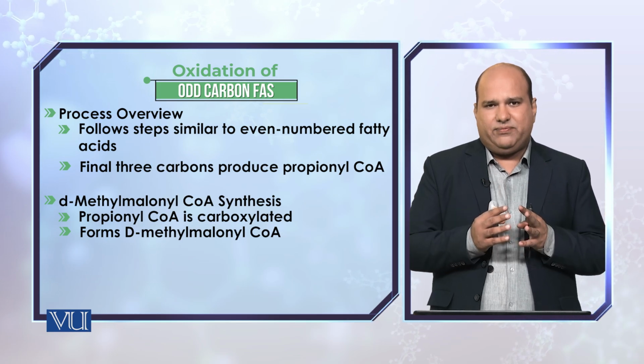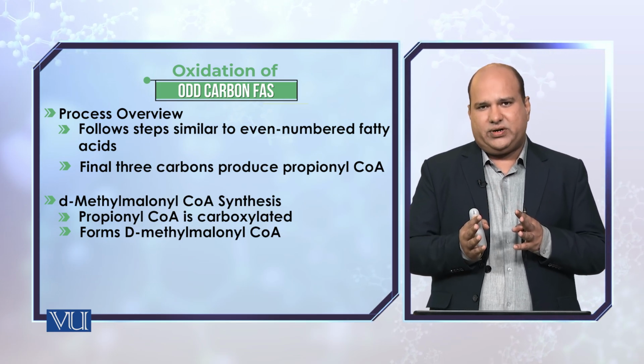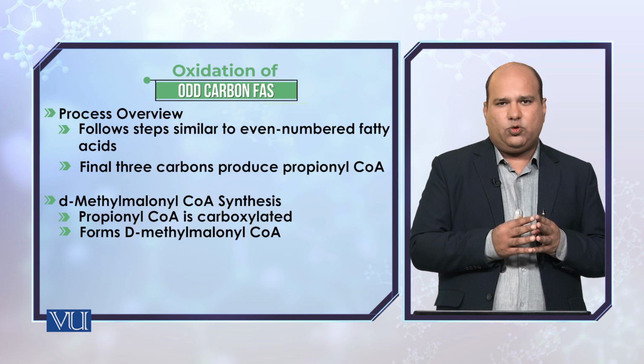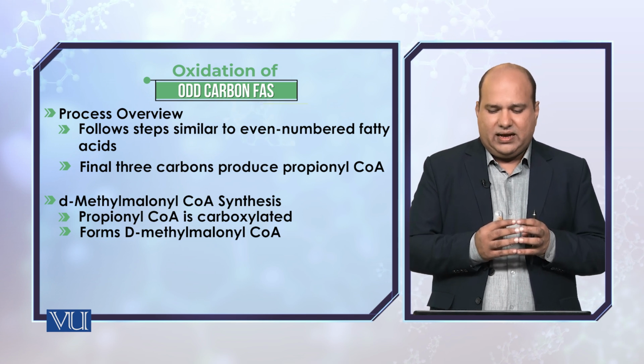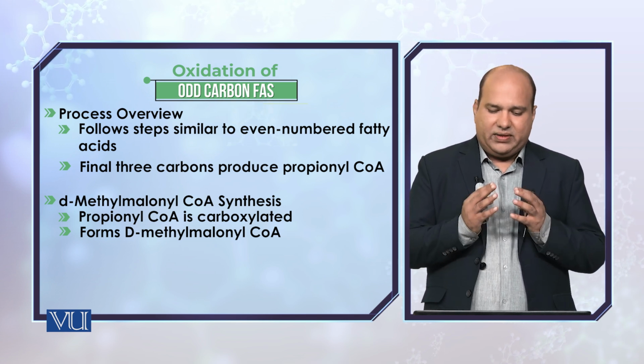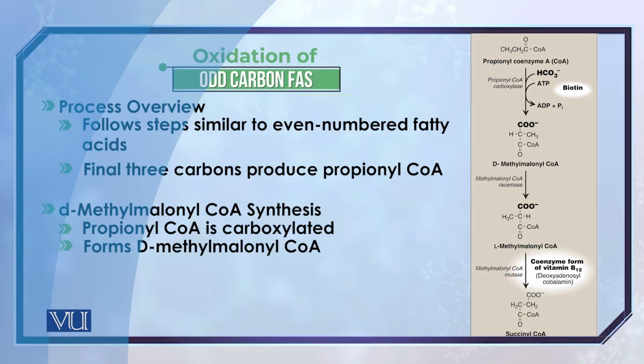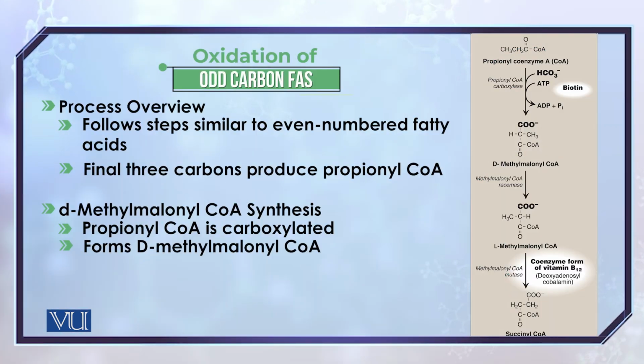Only in one step, the final product is not the acetyl CoA, but it is propionyl CoA. So all the four steps we have been talking about in the beta oxidation of long chain fatty acids of the even number carbon atom containing compounds remain there. But when you get the final molecule, that is not acetyl CoA, it will be propionyl CoA.